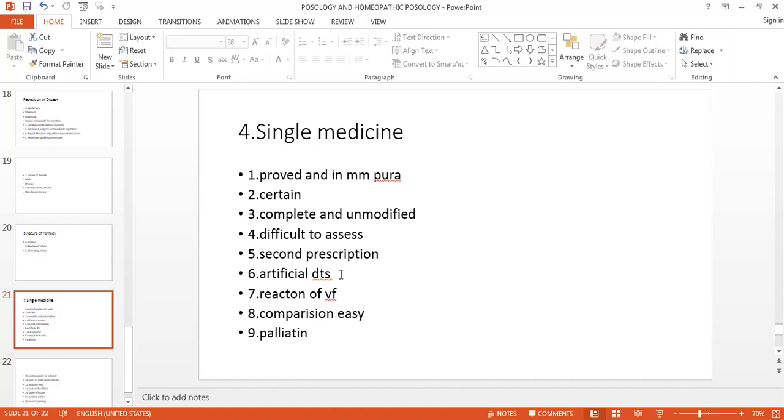Then application of polypharmacy for a longer period in a patient ultimately causes an artificial disease. This artificial disease may be the drug disease that we call an iatrogenic disease. So drug disease अगर form होता है तो it is very difficult to cure. It is very difficult to handle that case.